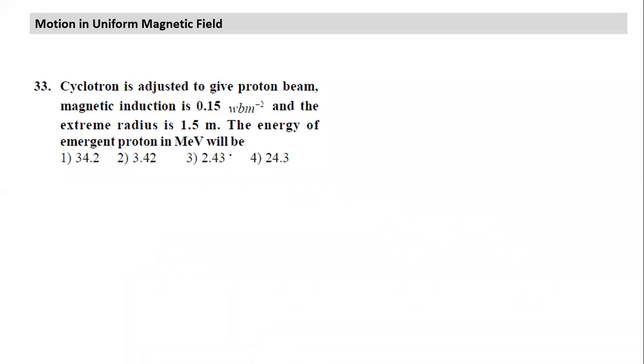In this question, how do you calculate energy? I'll use the condition where the radius is given. Let's look at the cyclotron and the proton beam. What is given? B is given. The extreme radius is given, so the outermost radius R naught is given, and the proton will exit at this radius. What is the energy of the proton? I'll use the equation which relates radius to energy: R naught is equal to root 2mK by qB. So the energy will be equal to q square B square R naught square by 2m.